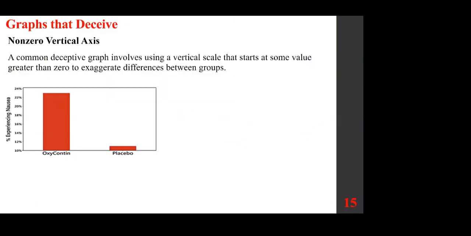All right, now graphs that deceive. One of the problems is a non-zero vertical axis. A common deceptive graph involves using a vertical scale that starts at some value greater than 0 to exhibit differences between groups. Okay, for example, in this case, we notice it starts at 10% OxyContin and placebo.